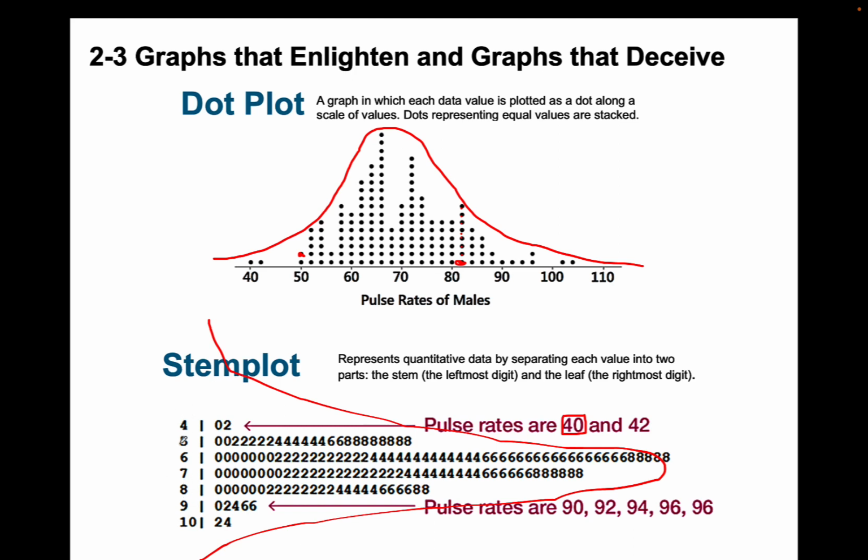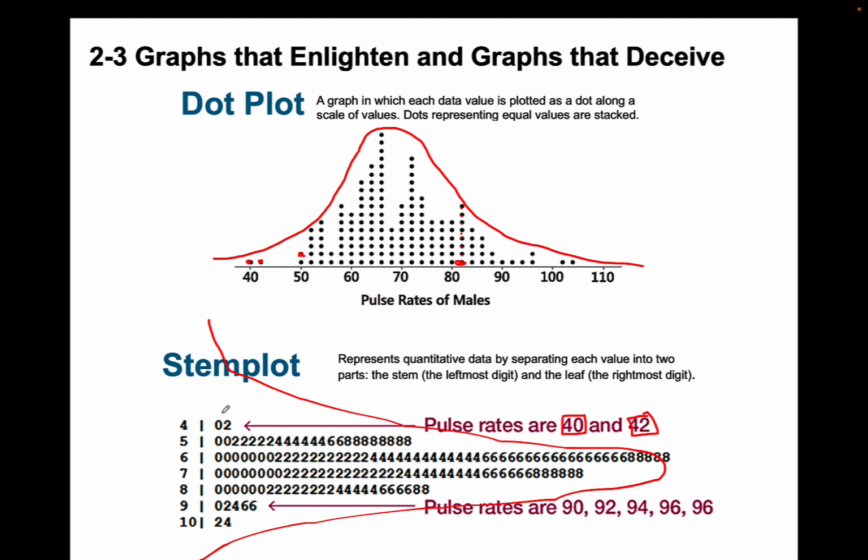You go back to the stem right here. So 4, and then you go to the 2. So another one of our males had a pulse rate of 42. So it's the same as up here on the dot plot. There's the 40, and there's the 42. It's just in a stem plot, we put the 4, then the 0, then the 2.